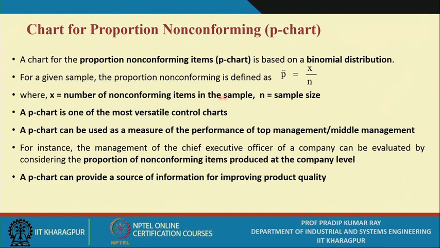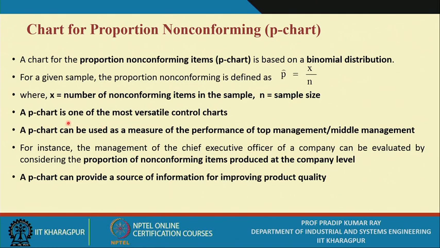So how do you define this proportion nonconforming? If the sample size is n, and out of n you find x number of nonconforming units, they are not acceptable to you, then obviously the proportion nonconforming P hat is equal to x by n. And this proportion nonconforming is assumed to be following a binomial distribution. Here x is the number of nonconforming items in the sample, or the units, and n is the sample size.